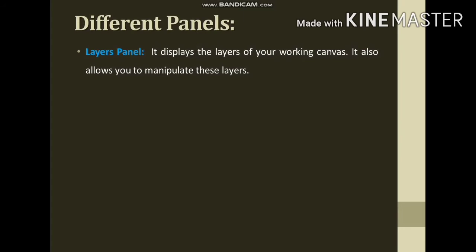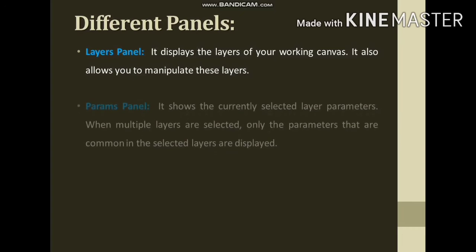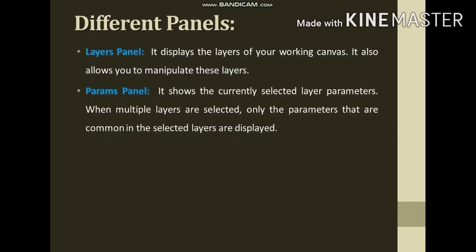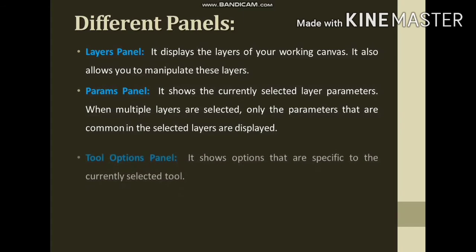First is the layers panel. It displays the layers of your working canvas. It also allows you to manipulate these layers. Next is the params panel. It shows the currently selected layer's parameters. When multiple layers are selected, only the parameters that are common to the selected layers are displayed.